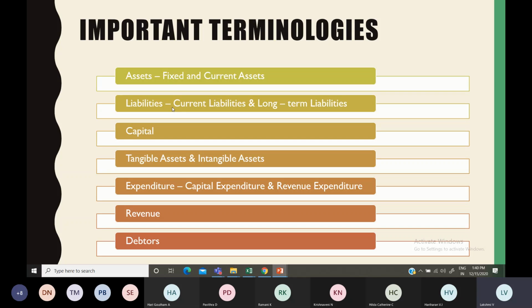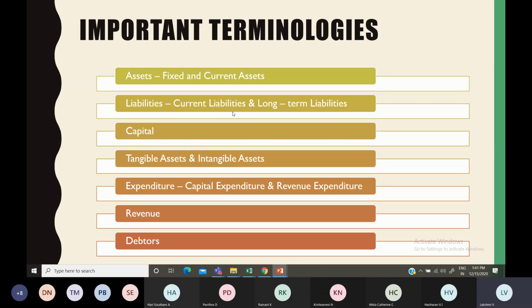So liabilities generally appear in the balance sheet. Under the balance sheet you will have a liability side and an asset side. Liabilities can be further classified into current liabilities and long-term liabilities. Current liabilities, like we have seen with current assets, similarly we have current liabilities. So what do current liabilities mean? Short-term obligations. You have to pay them immediately, within one accounting year, within that financial year.